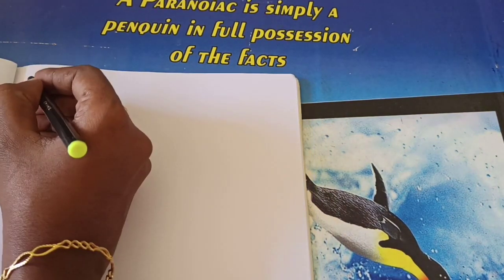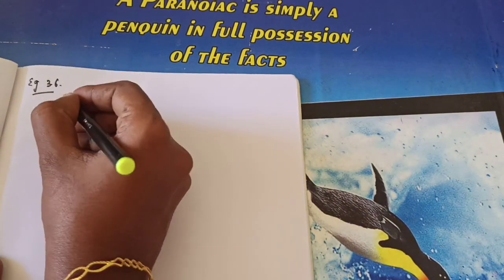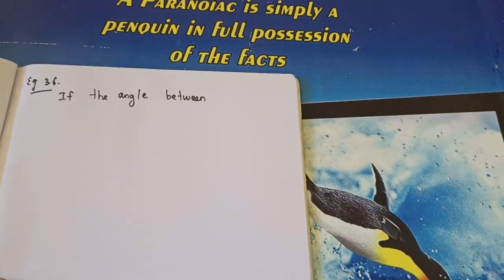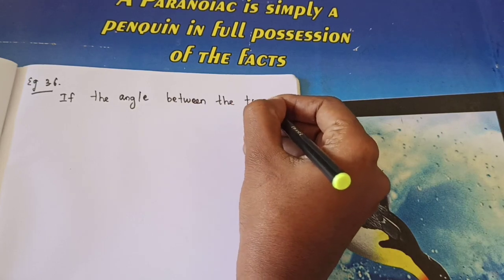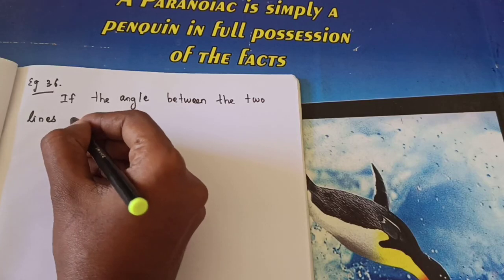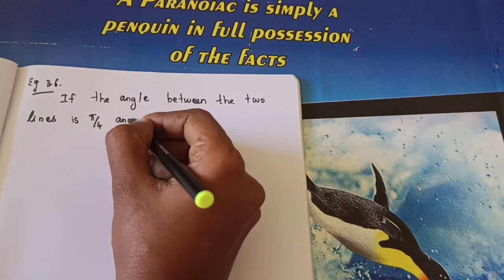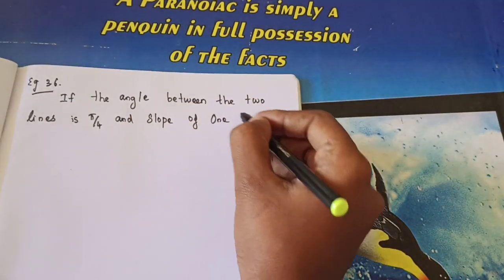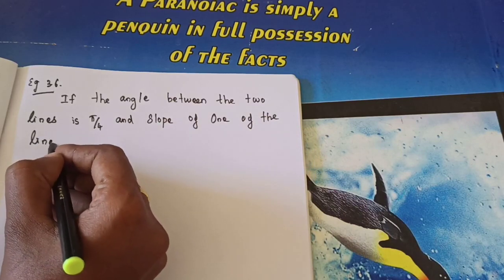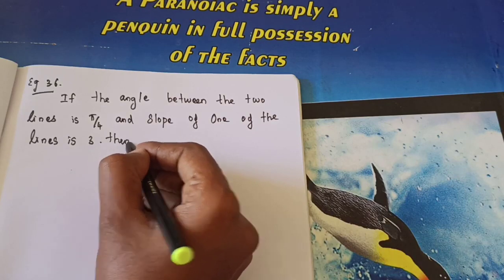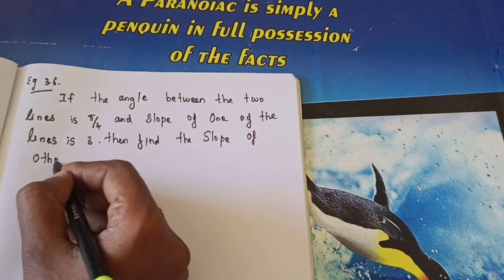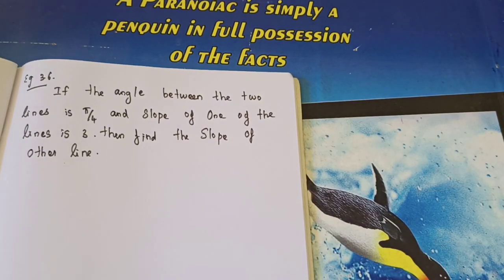Example 3.6. If the angle between the two lines is pi by 4 and the slope of one of the lines is 3, then find the slope of the other line. Question is, if the angle between the two lines is pi by 4.